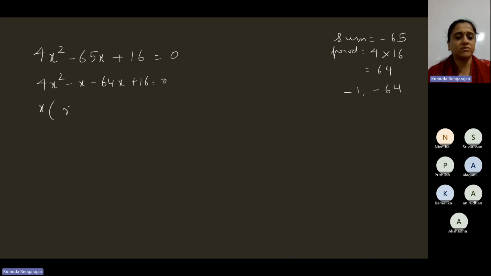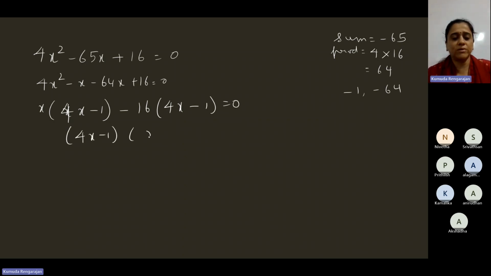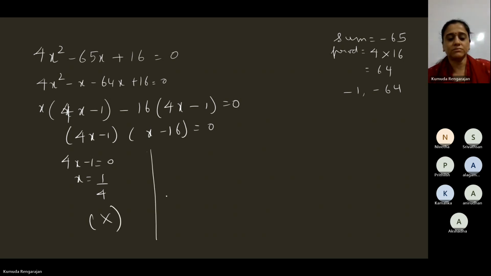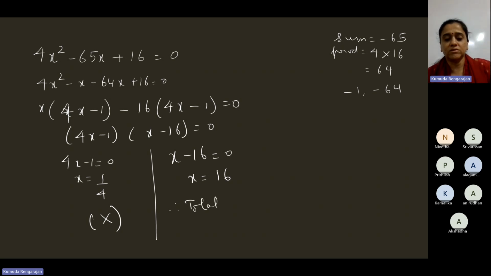X common, 4x minus 1 minus 16, 4x minus into minus plus 1. 4x minus 1, x minus 16 is equal to 0. 4x minus 1 is 0, x is equal to 1 by 4, not possible. x minus 16 is equal to 0, x is equal to 16. Therefore, total number of swans is equal to 16.